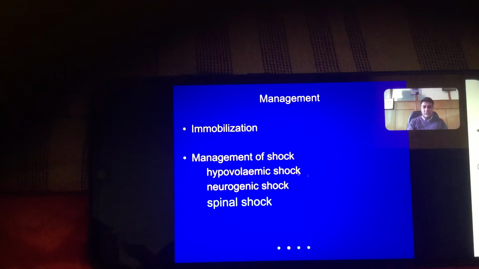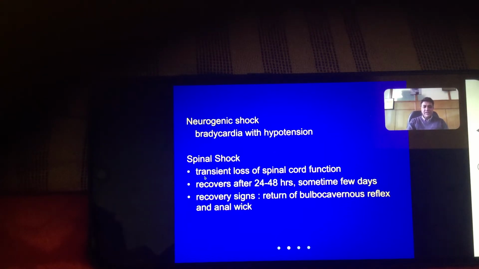Usually, in hypovolemic shock, due to the blood loss, a spine fracture might be associated with long bone fracture or pelvic fracture, and a lot of hemorrhage might be there. Hypovolemic shock is there. Then neurogenic shock, due to the nerve injury, causes bradycardia with hypotension, and another is spinal shock. Spinal shock is usually a transient loss of spinal cord function, and many times this recovers in 24 to 48 hours, and sometimes it might take a few days also.